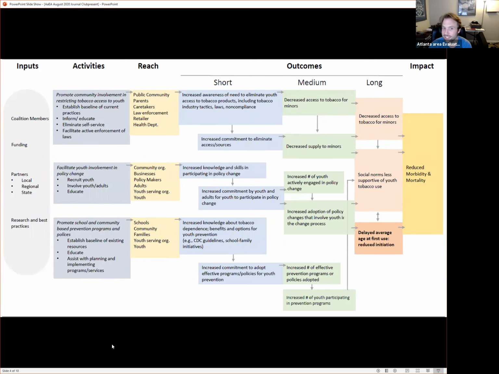Anyone else? I know we're at 12:30, but we love logic models, so if you have something to say.